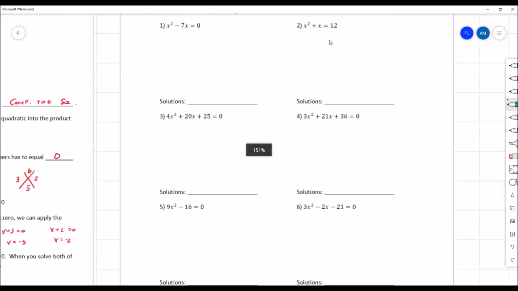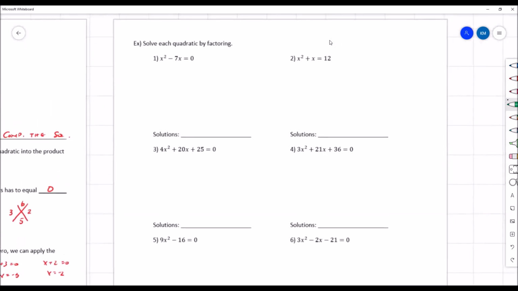Okay, first, notice in this first problem that we only have 2 terms. So we don't necessarily need to use the X box method. When we factor this out, we see, hey, there's a GCF. We should always check for a GCF first, even if there are 3 terms. So you factor out that GCF, we're left with x times x minus 7 equals 0.